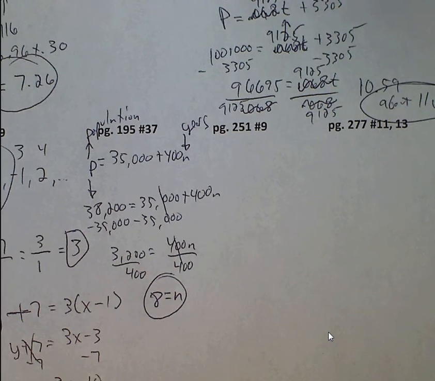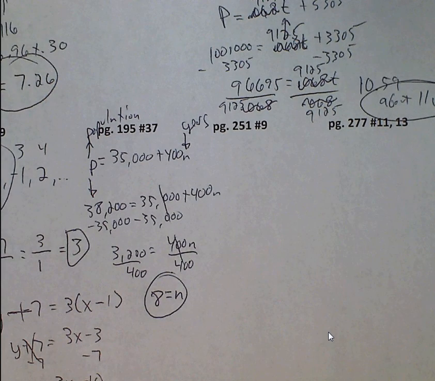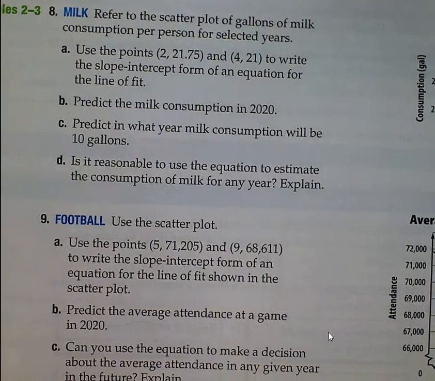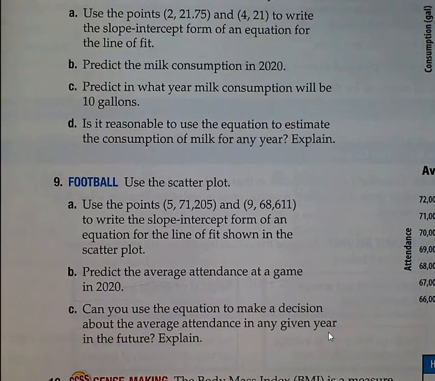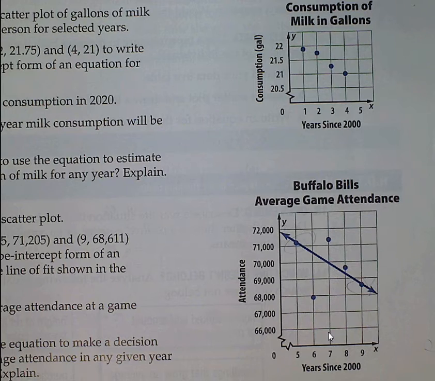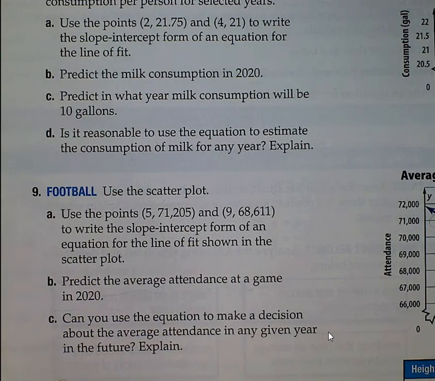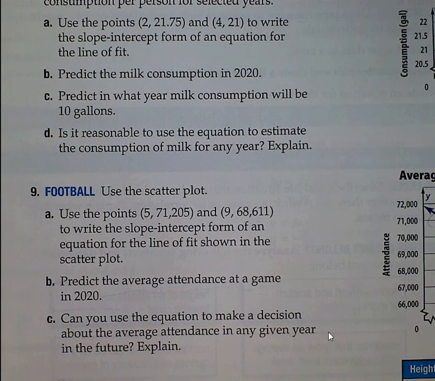Page 251, number 9. Go ahead and try. We have to use the scatter plot. So here's the scatter plot which they gave us. They drew the line of fit. They already gave us the 2 points to write the slope-intercept form.